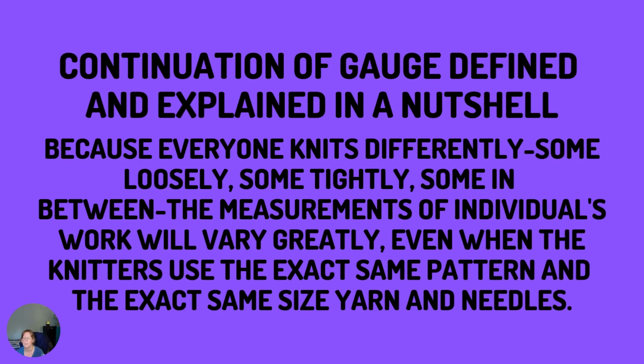All right. The reason we measure gauge is because everyone knits differently, some loosely, some tightly, and some in between. The measurements of an individual's work will vary greatly, even when knitters use the exact same pattern and the exact same size and yarn and needle. So this would be for something like a sock or a shirt. You want it to fit properly according to what your pattern calls for and what size you're knitting for.